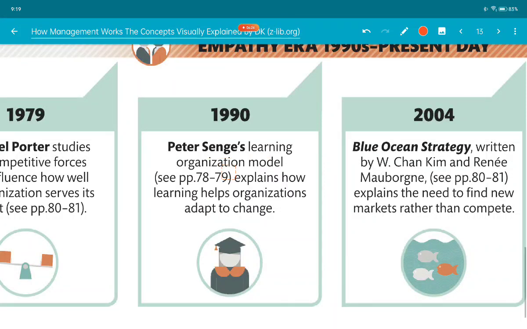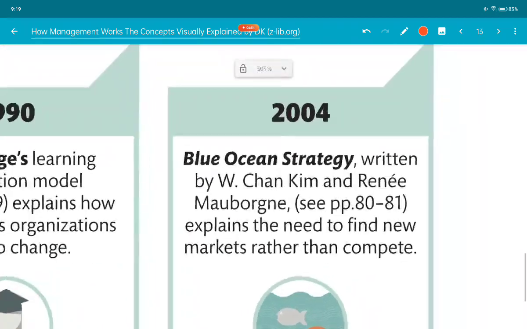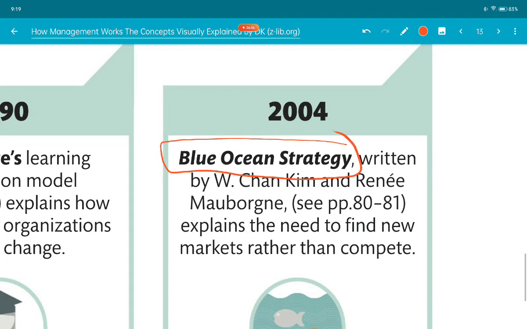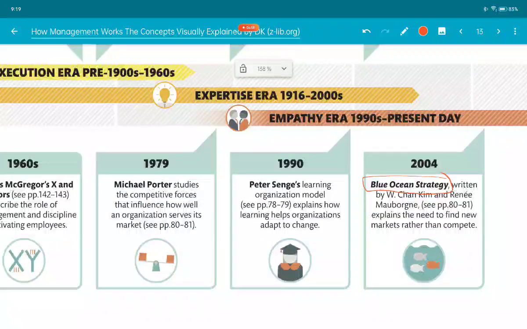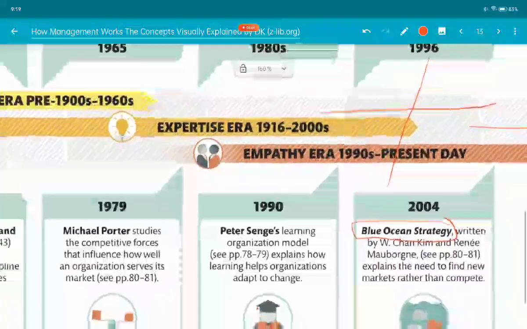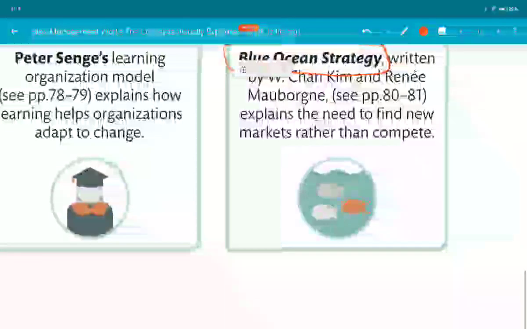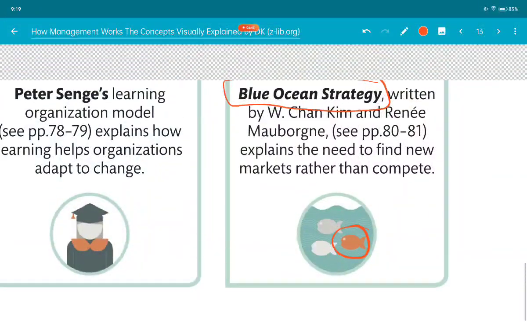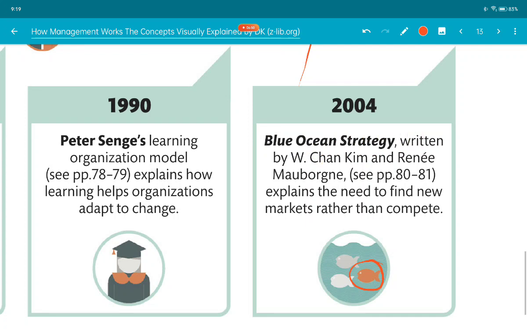1990, Peter Senge's learning organization model, explaining how learning helps organizations to adapt to change. Okay. 2004, Blue Ocean Strategy. Yes, Blue Ocean Strategy is very highly popular, like how you can go from red ocean to blue ocean. Okay, red ocean is already a congested area, so you have to go to the blue ocean, not the red ocean. Okay. Written by W.